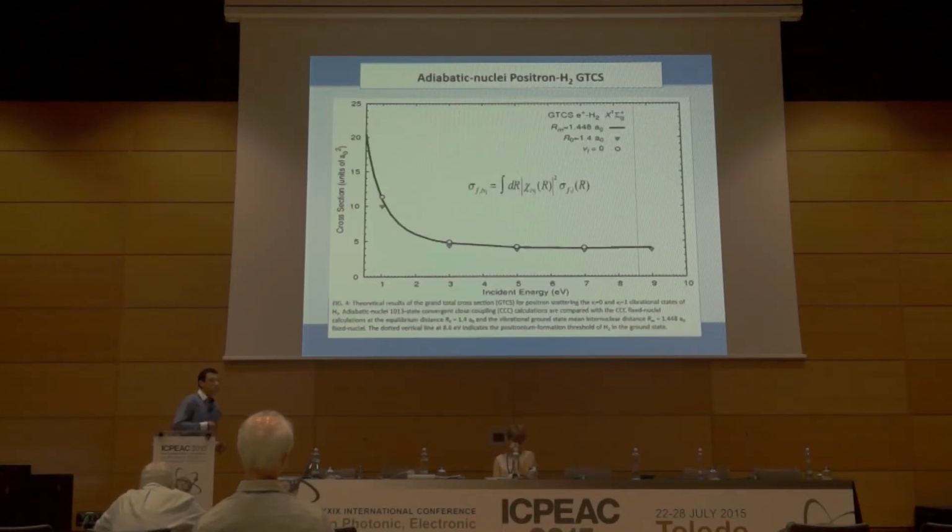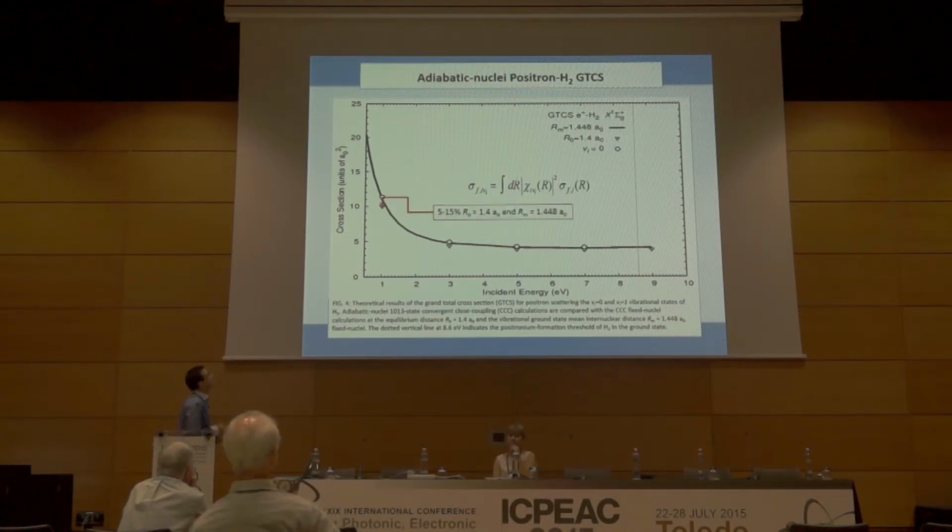So lots of people in the literature perform calculations at the equilibrium internuclear distance, so I wanted to see how accurate that is. We performed adiabatic nuclei calculations of the ground state, compared it with the equilibrium distance and the mean internuclear distance of the vibrational ground state. And you can see that the equilibrium distance has a difference of between 5 to 15% in the low energy region. So theorists, when you perform your calculations, be careful to take these things into account, and it's probably a better approximation to use the mean vibrational ground state internuclear distance.